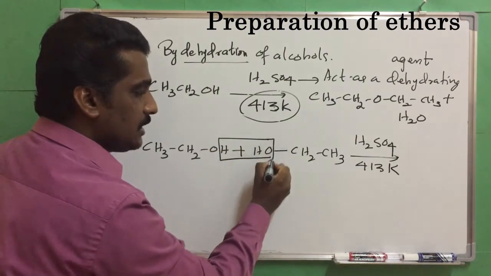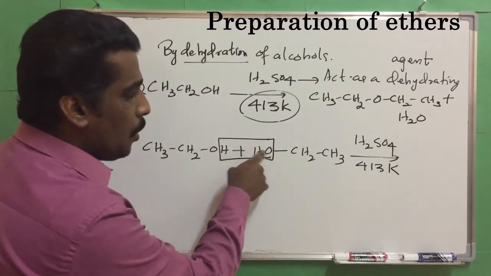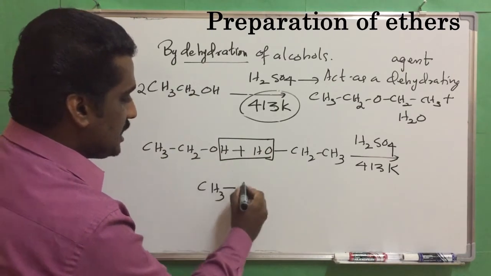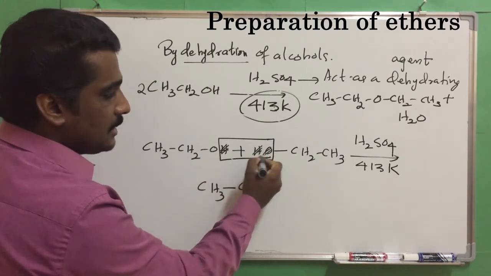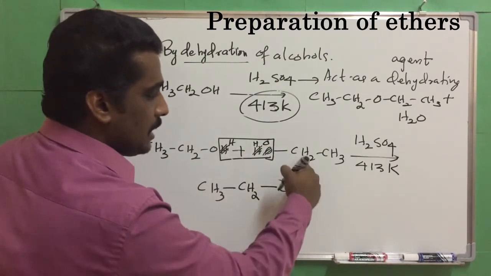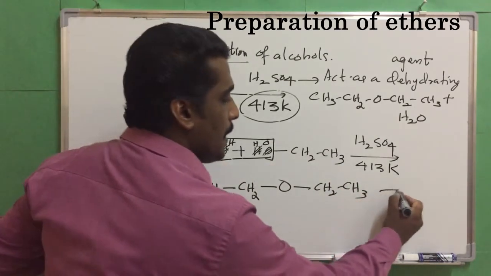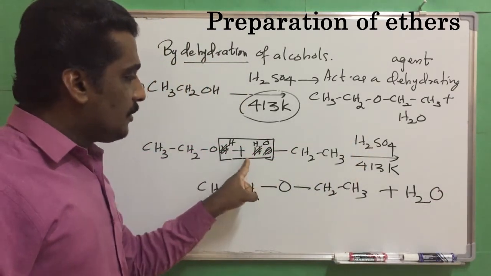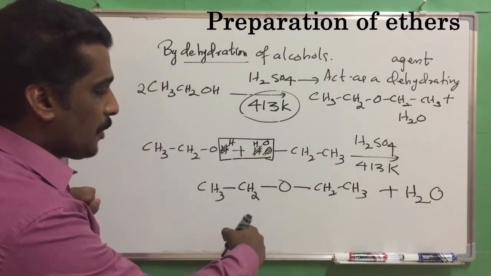Okay, this is only a shortcut. The actual mechanism I will explain after this. Okay, H2O. So what is remaining? CH3, CH2, then O, then CH2, CH3. What is the byproduct? Plus water. Sulfuric acid helps to remove water from two molecules of ethanol. Here water is removed. And what is the main product? Ether.